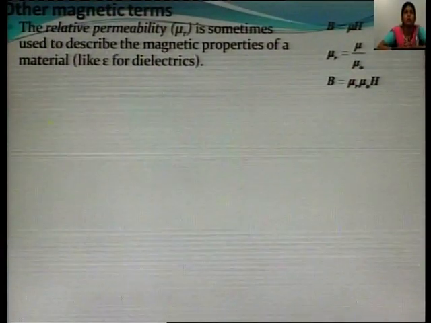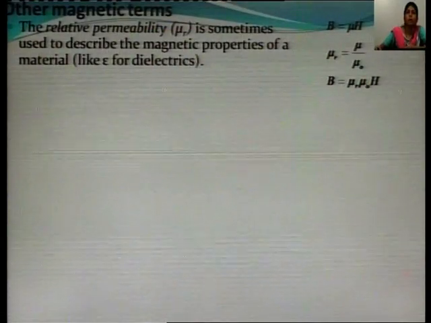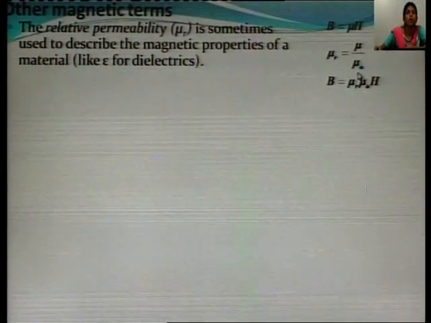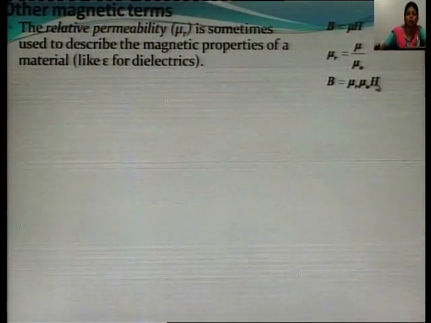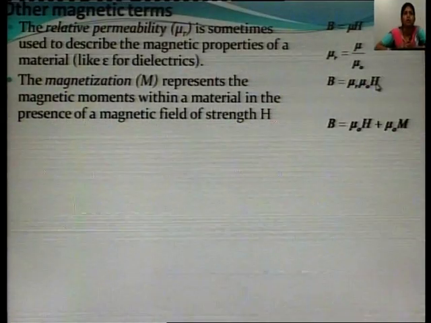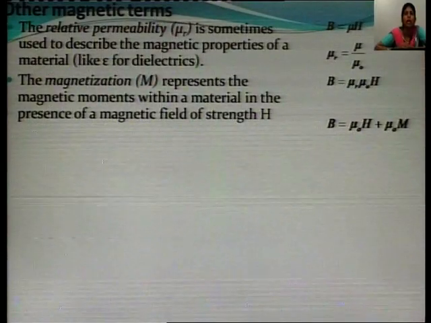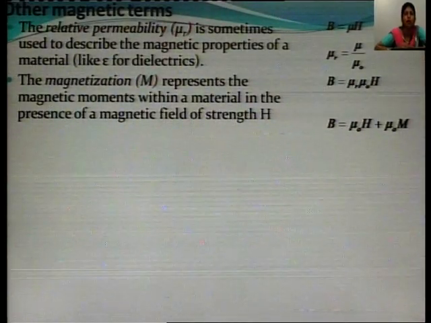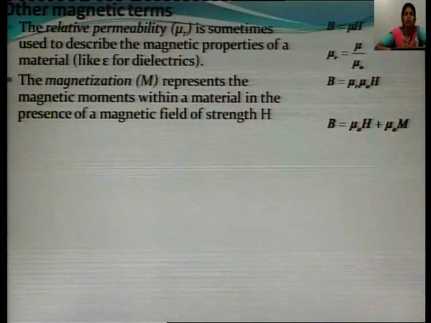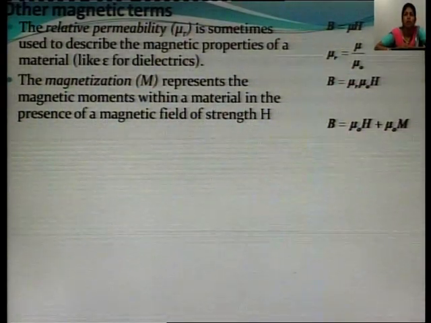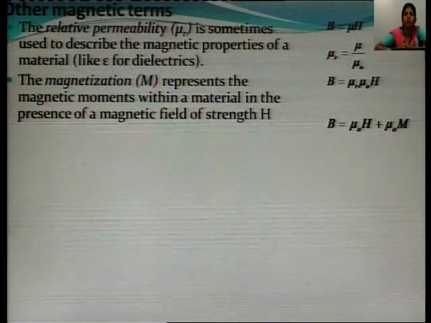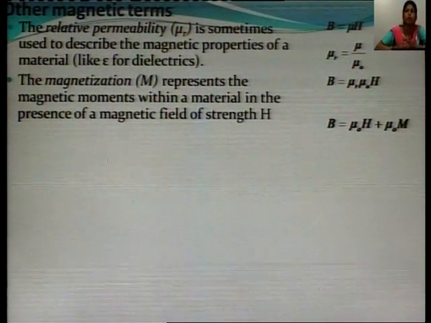So let us discuss some other magnetic terms again. First is relative permeability. It is the ratio of permeability of any medium to the permeability of free space. So this can be written as B is equals to mu naught mu r into H. The next is magnetization. It represents the magnetic moments within a material in the presence of magnetic field of strength H. So M is the magnetization. So this can be written as B is equals to mu naught H plus mu naught M. We have derived this equation in the previous slide.